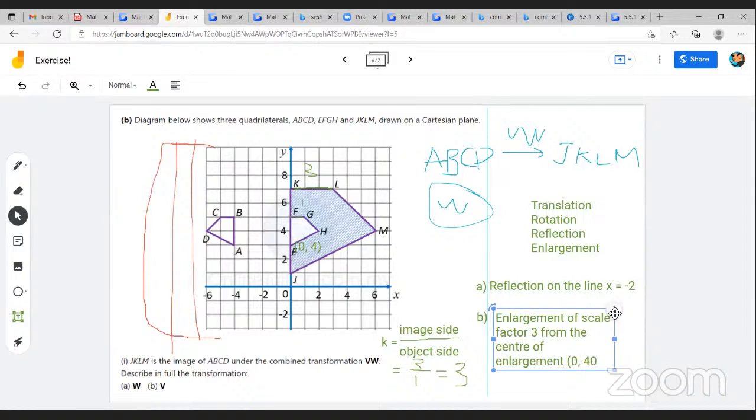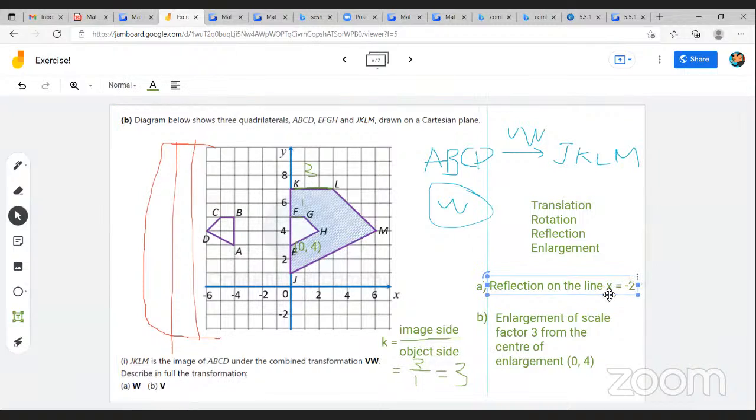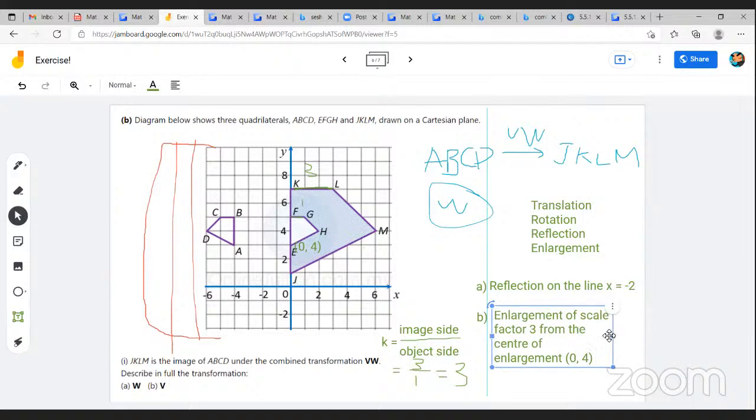Okay, we're going through this one smoothly. So we have A is reflection of the line x equal -2, and then that image is reflected in the line x equal -2, and B is enlargement of scale factor 3 from the center of enlargement 0, 4. So this is how you do it, and these are basically the answers. Oh, we have 5 minutes left. Any questions so far?